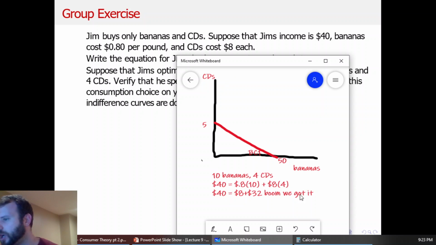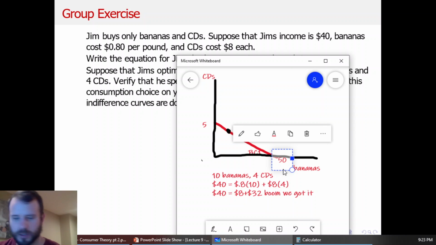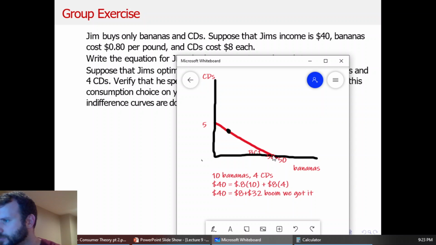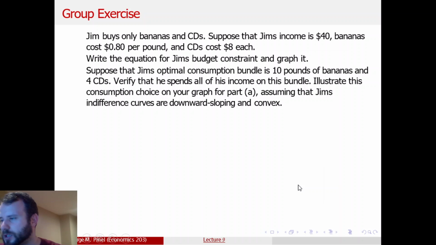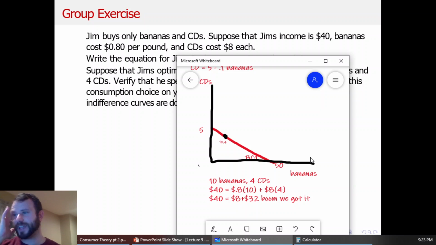Okay. All right, so we want the optimal consumption point, which I guess I'll do in black. So that'll be 10, comma 4. Okay. (10, 4). I'm going to make that a little bit smaller so that it doesn't take up too much space on our graph. All right, so that's 10, 4. No pun intended.